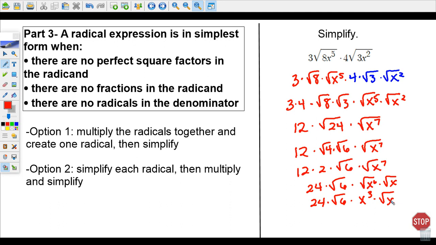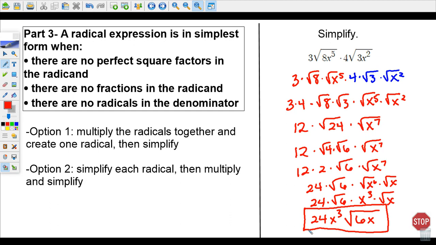I just need to rewrite it in the correct order, in the correct way. So everything that does not have a radical, I'm going to put out in front. 24 x to the 3rd. Anything that does have a radical, I'm going to multiply those and put them under the same radical. So 6 times x would be written as 6x. So the final simplified expression would be 24x to the 3rd radical 6x.